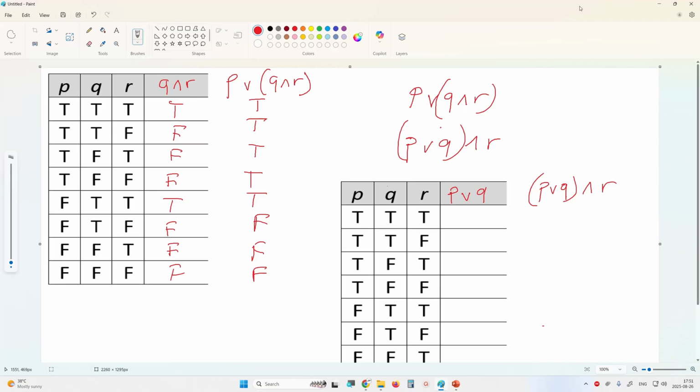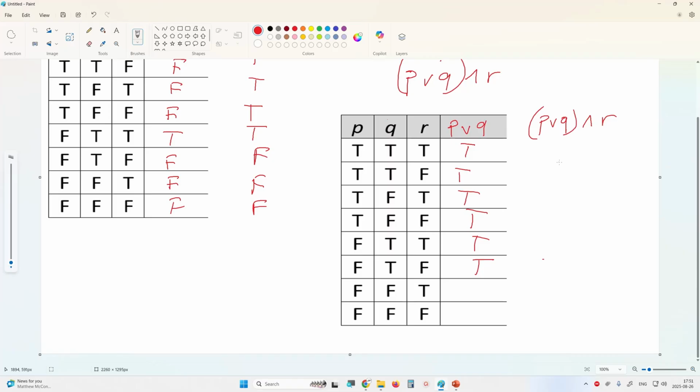Let's now do this one, P or Q. P or Q, that means if one of them is true, the result is going to be true, true, true, true, and true. Let's go down. P or Q. Okay, so we said that this is false and this is false. Now P or Q and R. Okay, so with the and, both of them have to be true: true, false, false, false, true, false, false. I lost something.